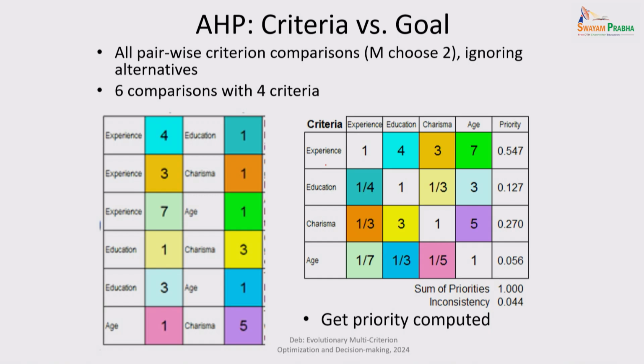Experience versus charisma, experience versus age, and all these 4x4 things over here. Because now you are judging these criteria, which one is more important. It's sort of like the weights that we are talking about. But these are not weights, these are basically pairwise comparisons. So the group together said experience is 4 times more important than education. Experience is 3 times more important than charisma, 7 times more important than age. So experience seems to be the most important thing here. And for the respective reverse entry you put 1 over, right, on that symmetry.